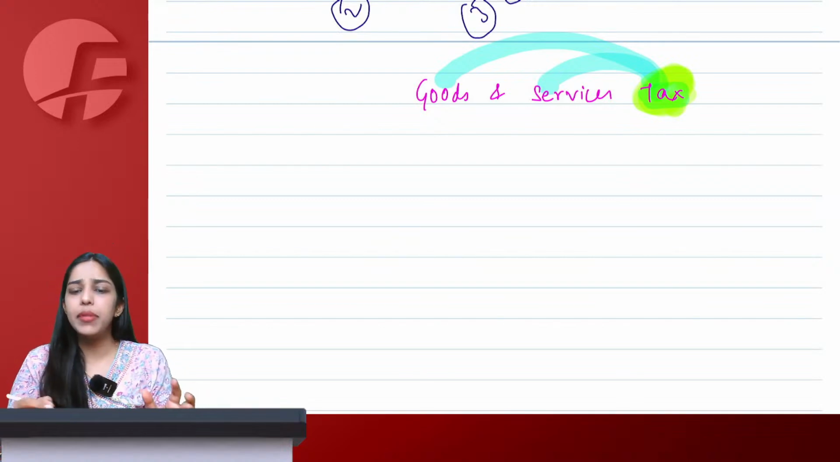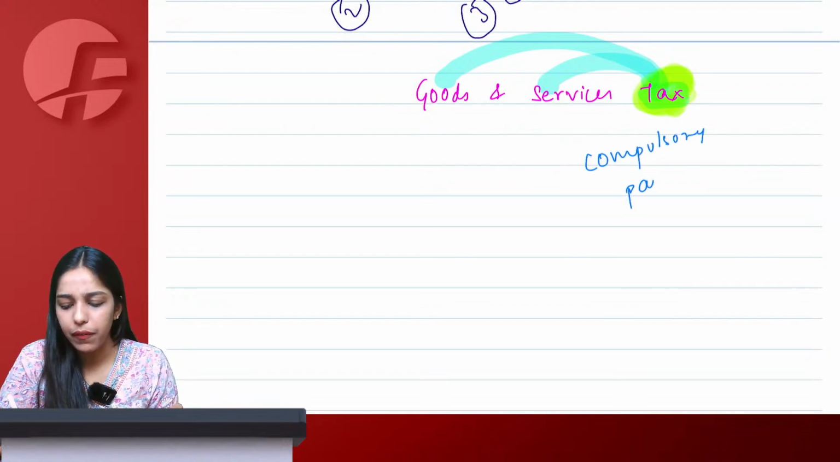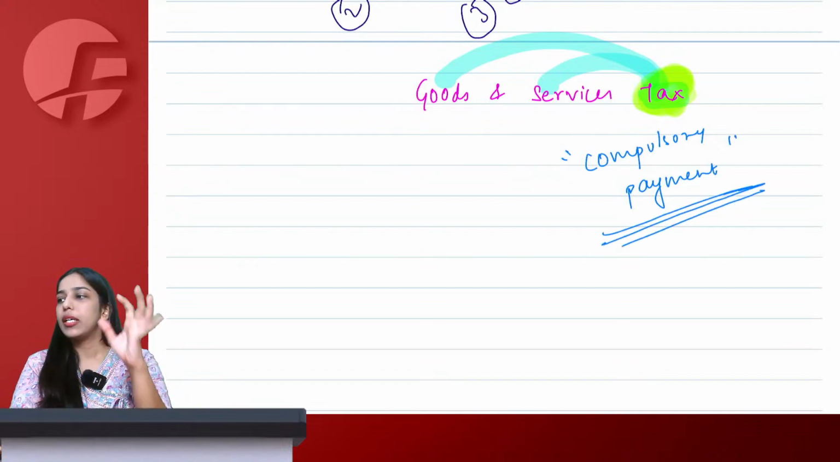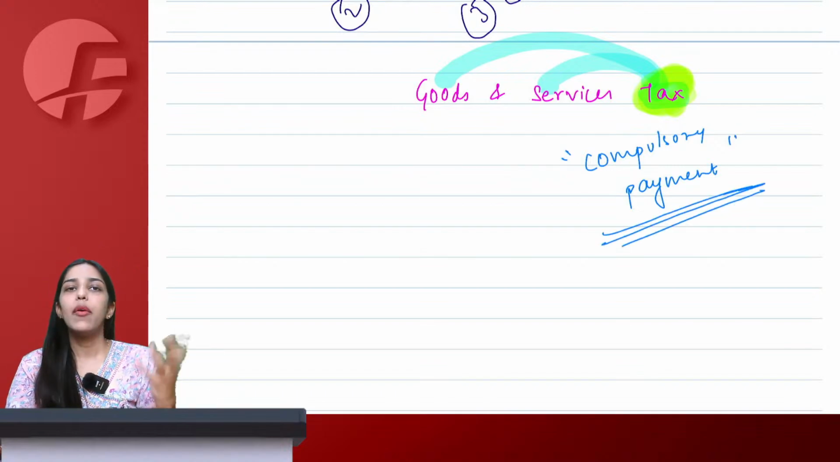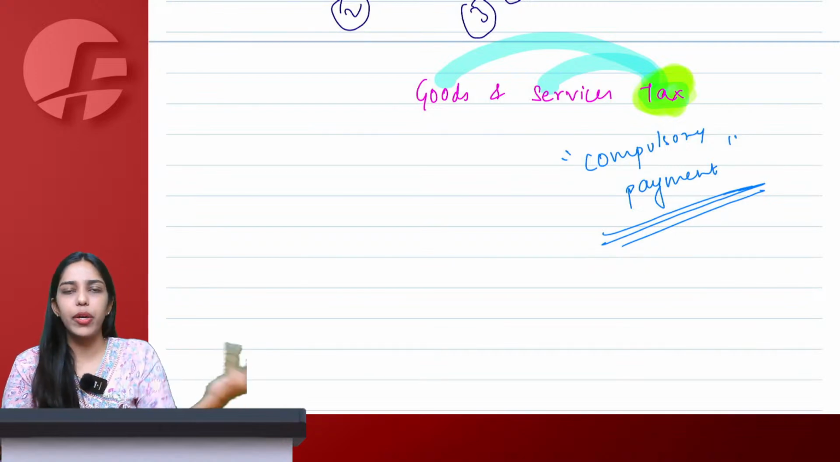Ma'am, it is some type of a compulsory payment that you need to give to the government. Tax is some type of a compulsory payment that you have to make to the government. Why, ma'am? Why would we give? Is the government our girlfriend? Is the government my boyfriend? Why should I give him?